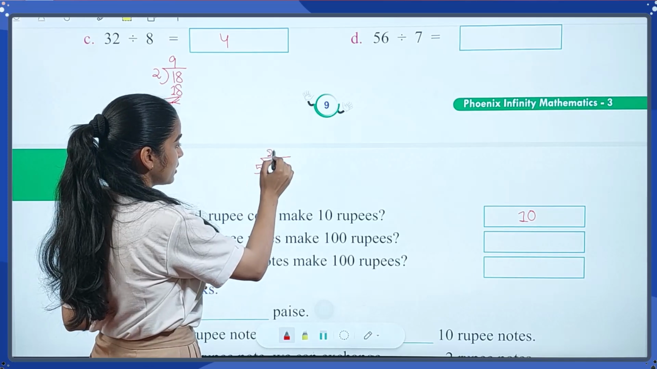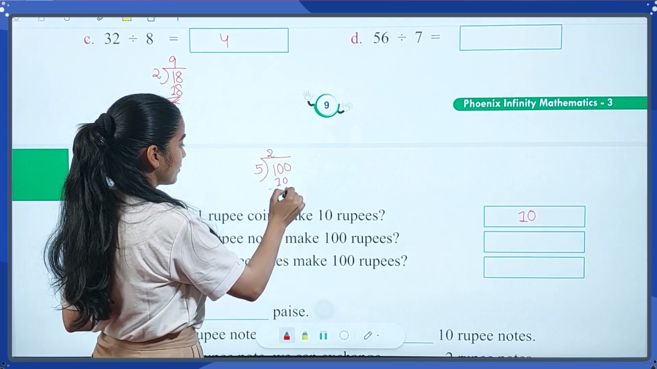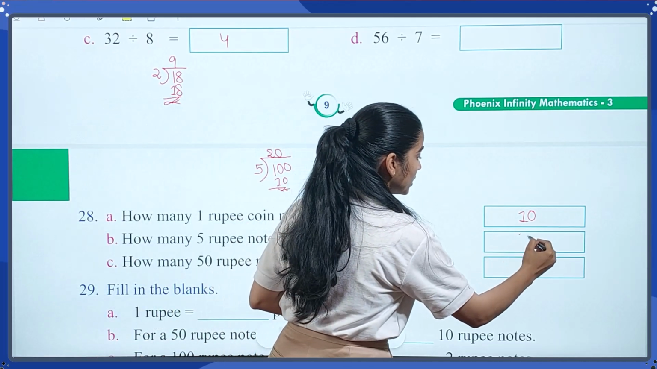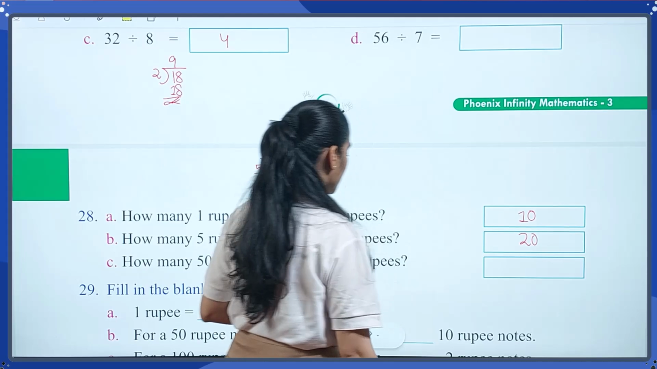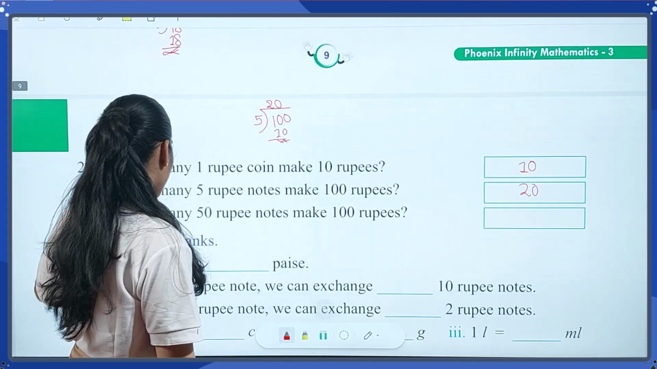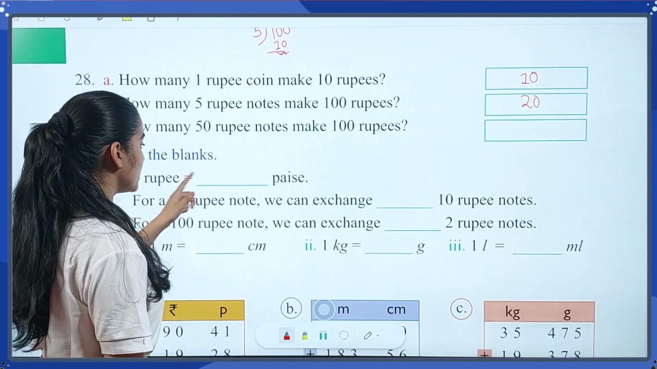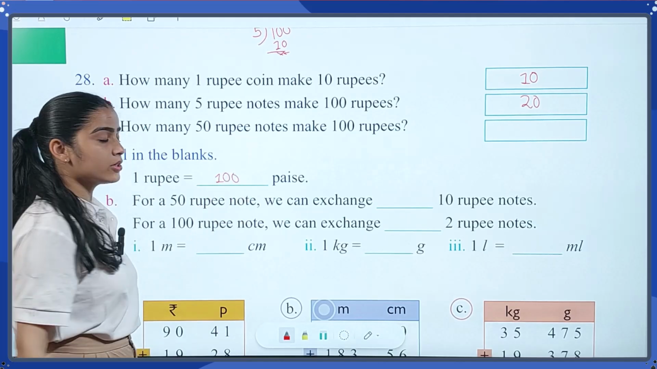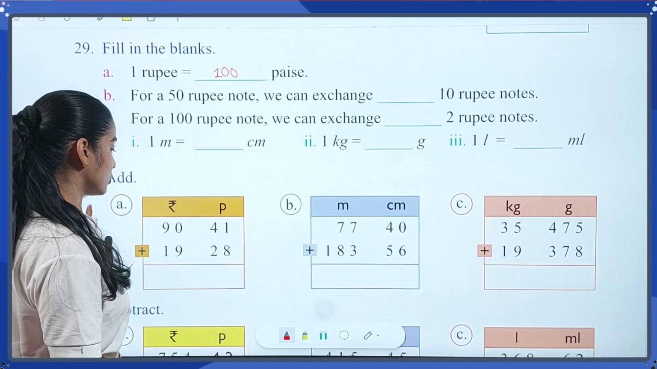So first we take 2 here. 5 twos are 10 and a 0 is common. So in total we need 20 notes to make 100 rupees. Okay. Now filling the blanks. 1 rupee is equal to 100 paise. So these are the concepts, students, which you have to do on your own.